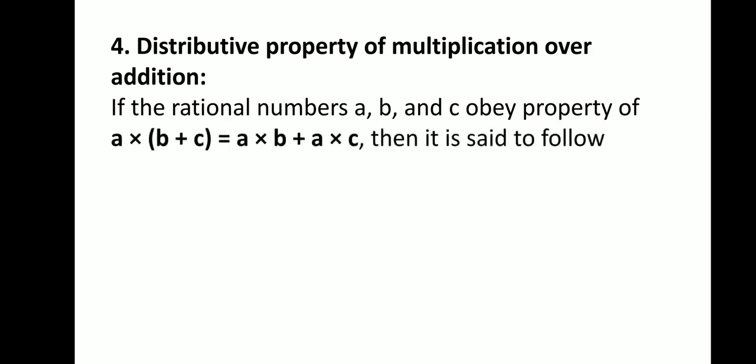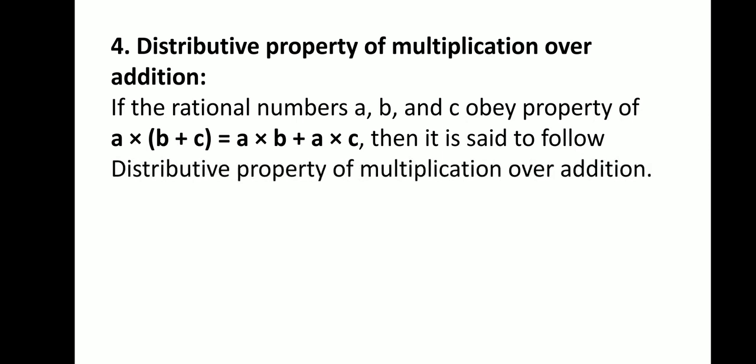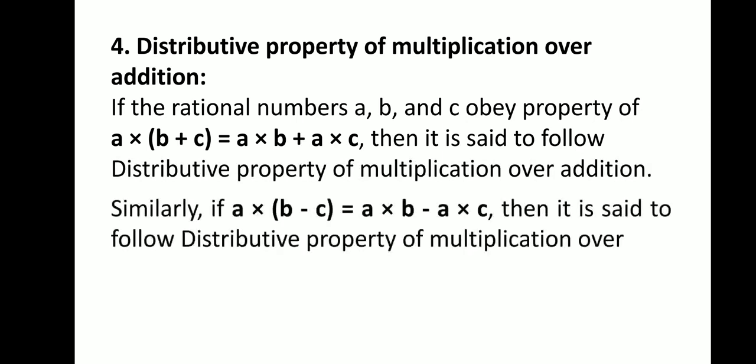Now, coming to the distributive property of multiplication over addition: if the rational numbers a, b and c obey the property a(b plus c) equals a multiplied by b plus a multiplied by c, then it is said to follow the distributive property of multiplication over addition. Similarly, if in place of the plus sign inside the bracket along with b and c, I replace it with a negative sign, then it will be the distributive property of multiplication over subtraction.